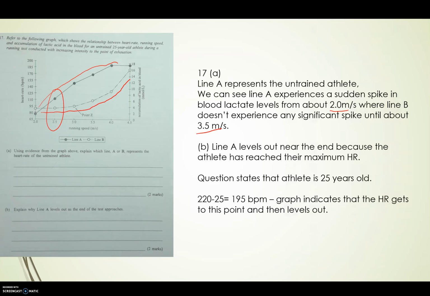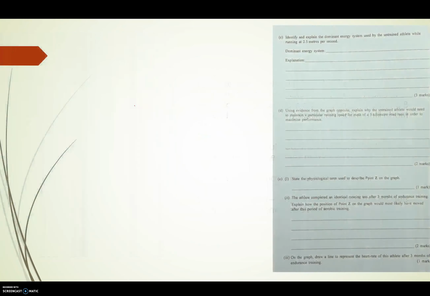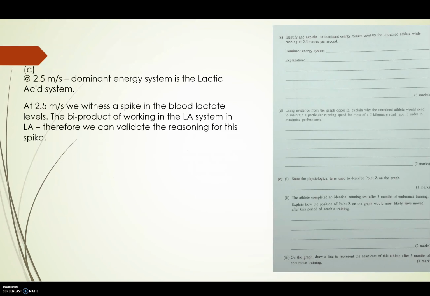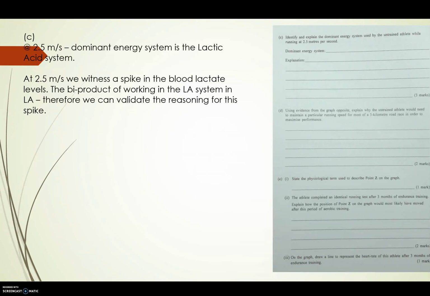So going from a level of about 4, we've increased in that half a meter per second from 2 to 6. It could have been, it's up to you. It's 3 marks. With the spike in blood lactate, the byproduct of work in the lactic acid system is lactic acid. Therefore, we can validate the reasoning for this spike. Probably a good thing to put in the change in those levels, the numbers.